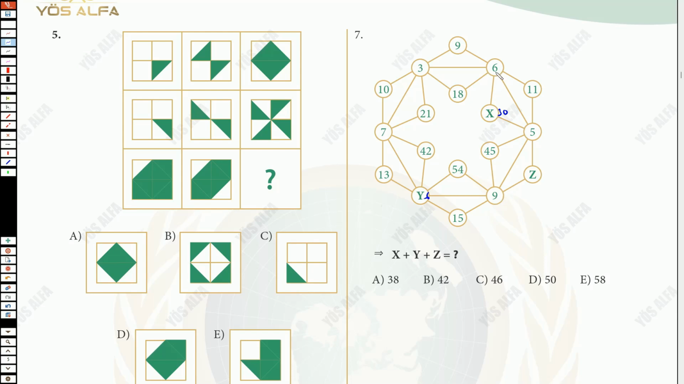Okay, let's take a look at this. 5 plus 6 is 11. 6 plus 3 is 9. 3 plus 7 is 10. That means there is an addition relation here. So 5 plus 9 should be 14. The summation is asked here. X is 30, Y is 6, and Z is 14. When we sum them up, 14 plus 6 is 20, plus 30 is 50. So the answer is D.